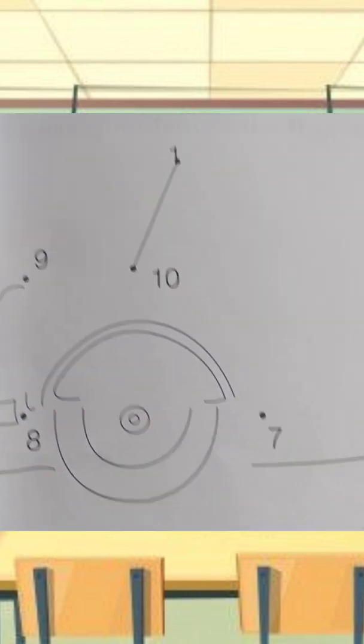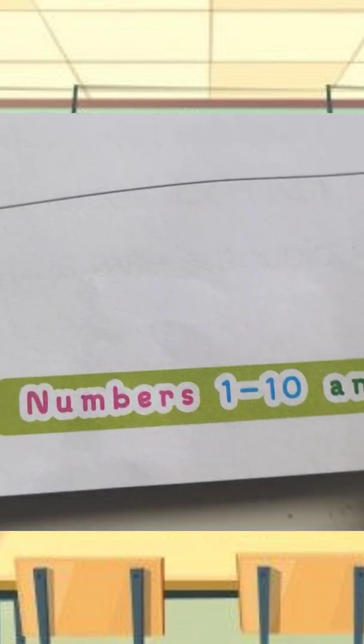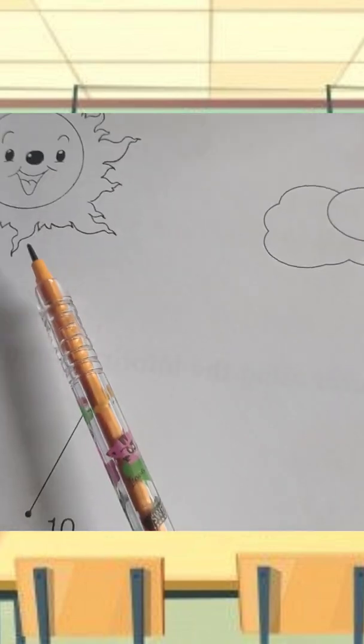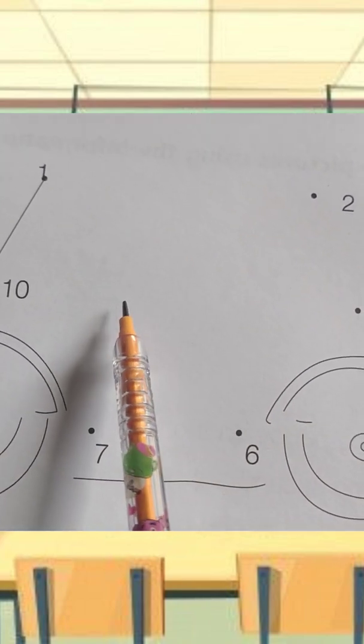So our first exercise will be on page 47. Skill advancement activity. Number 1, connect the dots from 1 to 10 and color the picture. You have to color the sun, you have to color the clouds, and you have to connect the dots from 1 till 10.